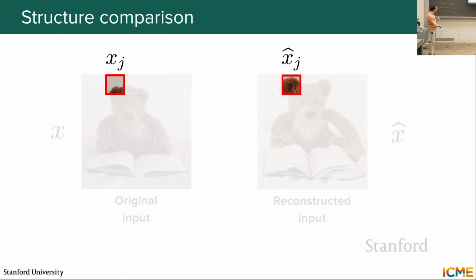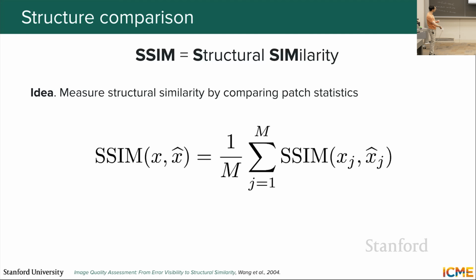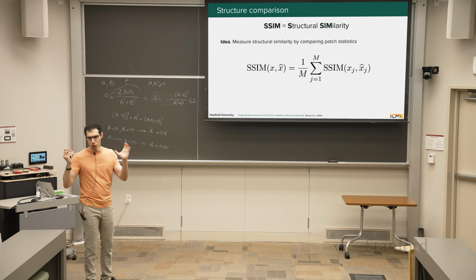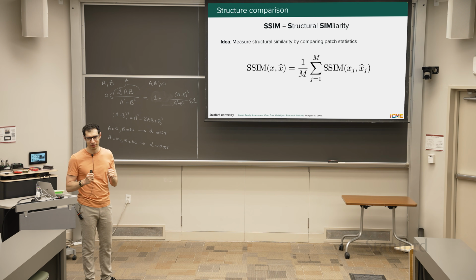And so you do that operation for all patches, and the resulting metric that you obtain is the average of those scores across your patches. And you get a metric that is called the SSIM, the structural similarity, which is a score between -1 and 1, where the closer you are to 1, the more similar the images should be from a structural perspective.